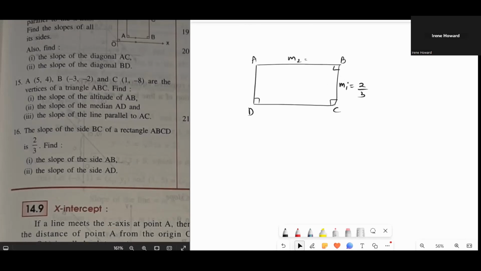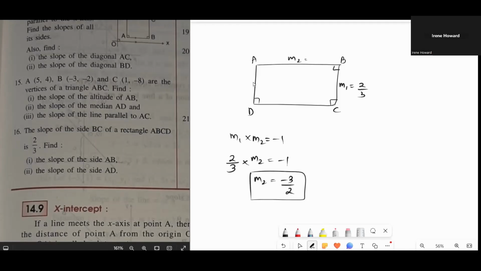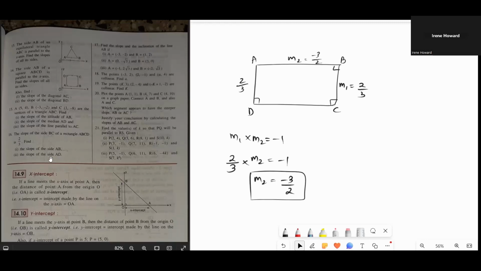Since they're perpendicular, M1 into M2 is equal to minus 1. So what is M2? Minus 3 upon 2. Okay, this is the first answer. Next, the slope of the side AD. What is the AD slope? It is equal to M1. So this is 2 by 3, and this is minus 3 by 2.